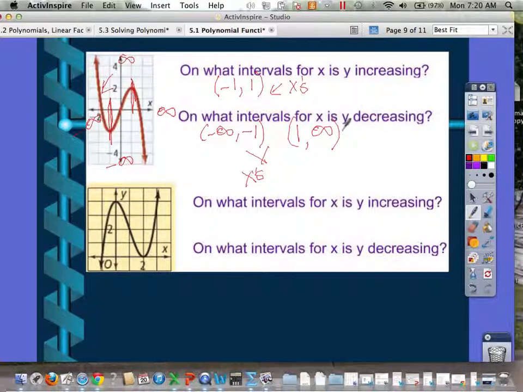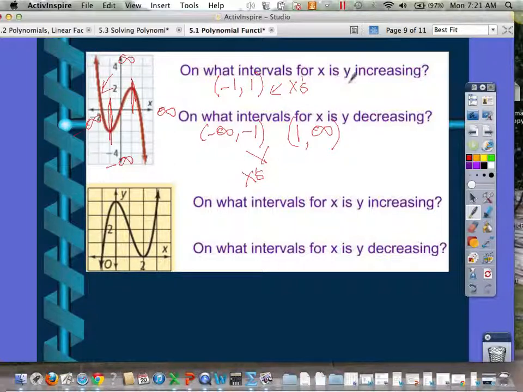But it's asking you what's happening to the graph between those x values. Between negative infinity and negative 1, the graph is going down on the y. Between negative 1 and 1, the graph is going up on the y. And between 1 and positive infinity, the graph is going down again.